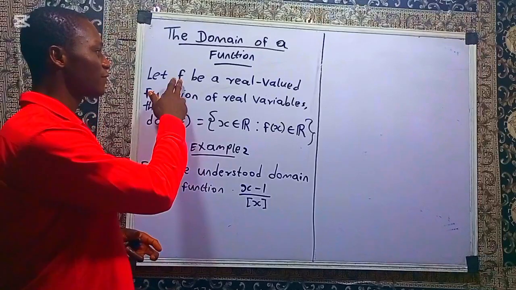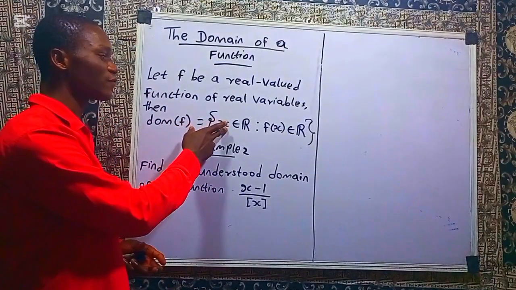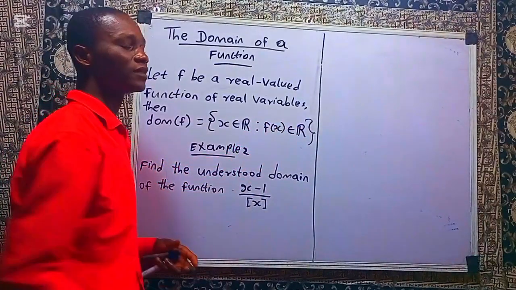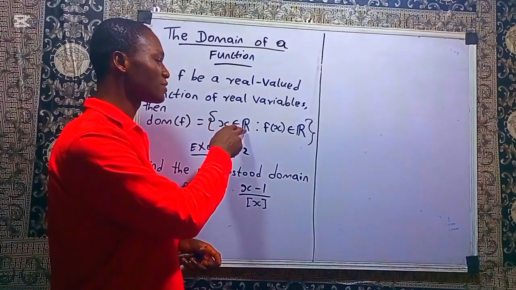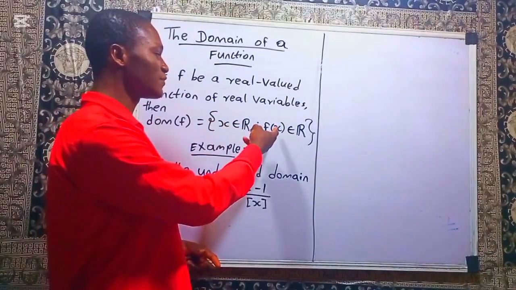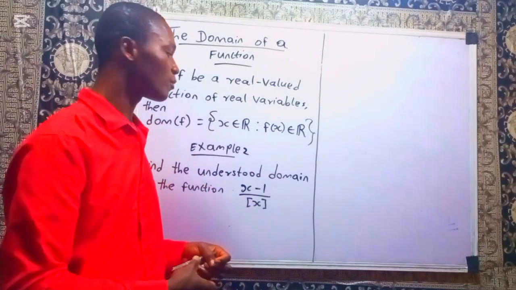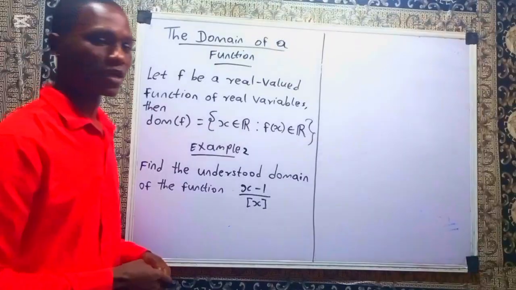So we say that if f is a real valued function of real variable, then the domain of f is the set of all real numbers such that f of x is a real number. Which means that the domain of f is the set of all x elements of real numbers such that if I put that x in the function f, you are going to get what? A real number. With that, we'll look at this very example.